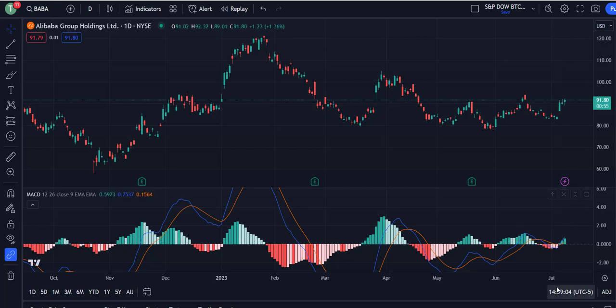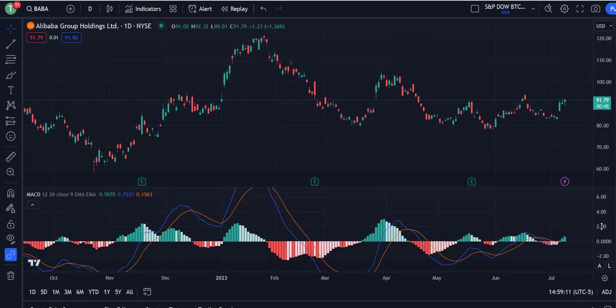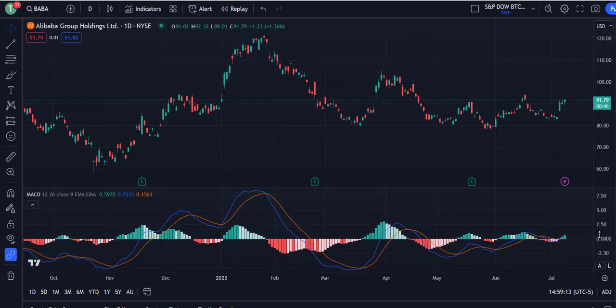So that blue line is heading higher. I don't know if you can see that on here. If you have TradingView, you can certainly pull this up yourself. But this is really not giving us the kind of indication that we want just yet either.